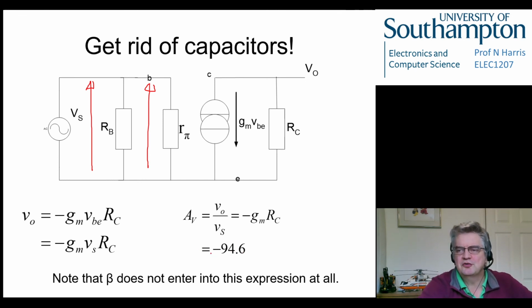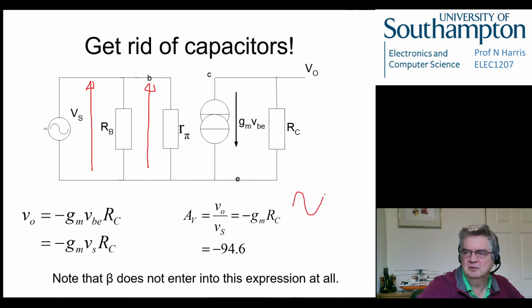And we've got this minus sign. And what does the minus sign mean? What does it mean when it's 94 times bigger but negative? What it means is, remember this is for AC, so what we've got is an AC signal coming in, looking like that, and it's symmetric, I haven't drawn it very well. So the negative means that we've just got a phase shift of 180 degrees or so.